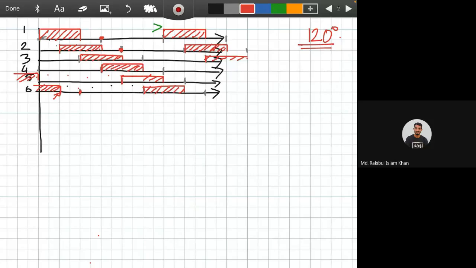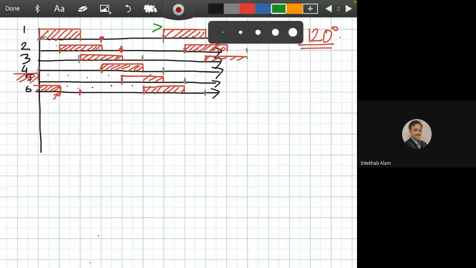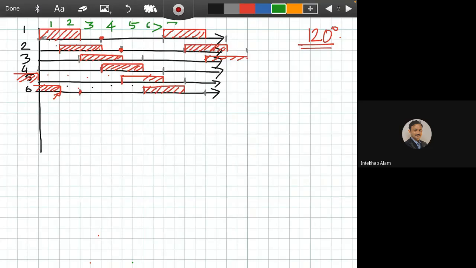No, sir. Okay. So if we just draw the circuit and see the modes, what we can find. This is for mode 1, this is for mode 2, this is for mode 3, this is for mode 5, this is for mode 6, 7, 8, 9, 10.